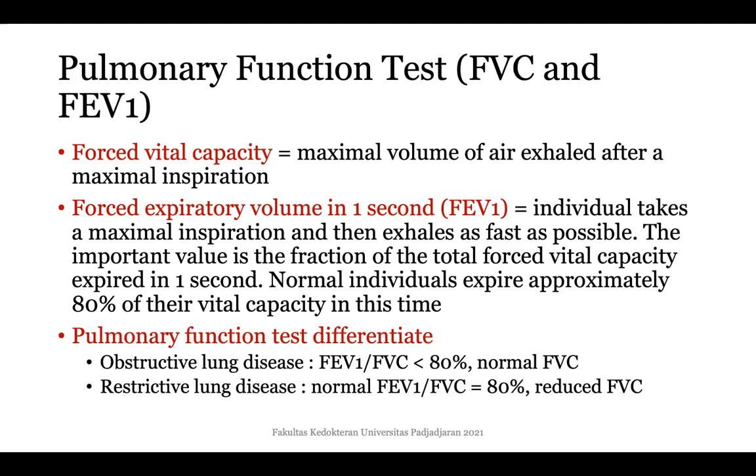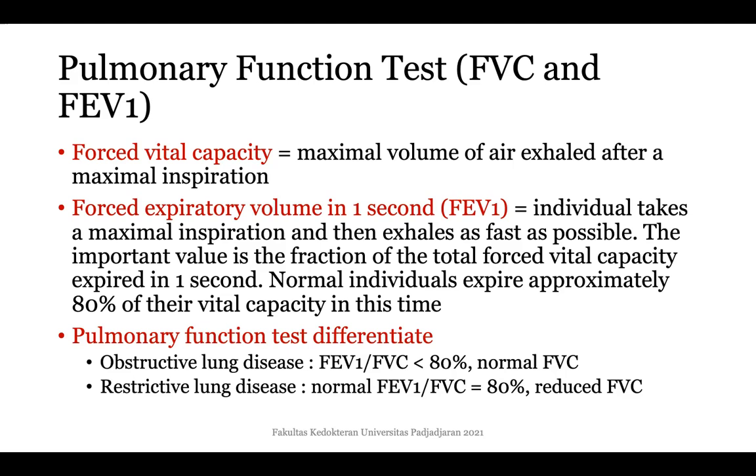It should be somewhat predictable that someone with obstructive lung disease, where they have a problem getting their air out, will have a ratio less than 80%. They're going to get less than 80% of their air out of their lung in 1 second. Their forced vital capacity is going to be somewhat normal in obstructive lung disease.